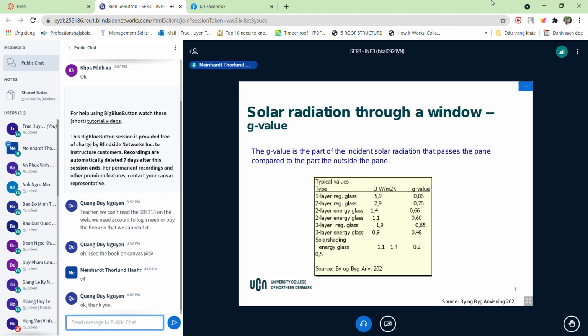So, solar radiation through the window. The G values, these are just some random values that we found. If we have 1 layer glass, it's 5.9. If it's 2 layer glass, it's typically 2.9. These values are just examples of what it could be. This is from a source, but to actually know what the value is today, you should go to the manufacturer of the window and get the values. But these are some examples.